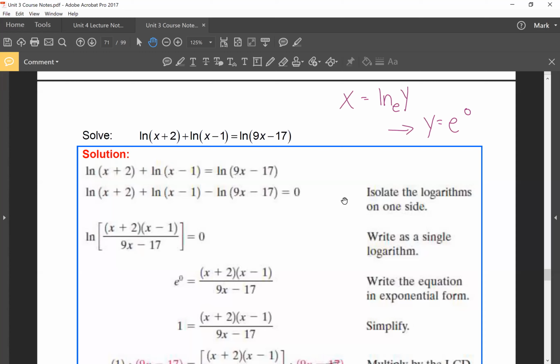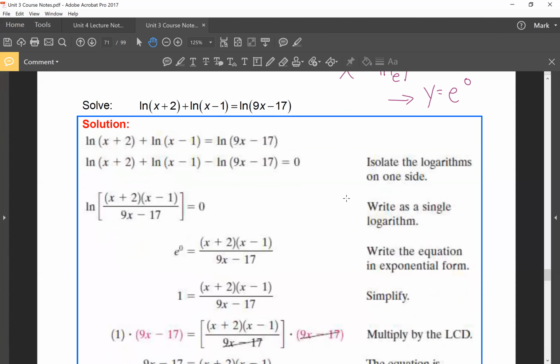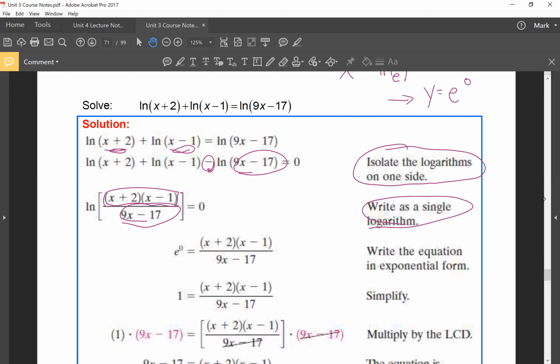All right, so back to the notes. This again is nothing new. The difference is we're using ln instead of log, but everything else stays the same. So first things first, I combine my terms. I put all of these logarithms on one side. Isolate the logarithms on one side. Okay, so I put all of the lns on one side. Then I'm going to write this as a single logarithm. So I would have x plus 2 times x minus 1 divided by 9x minus 17.